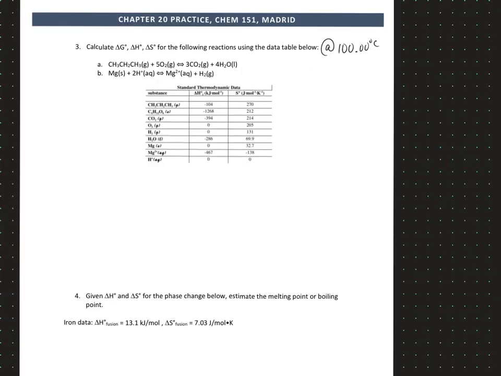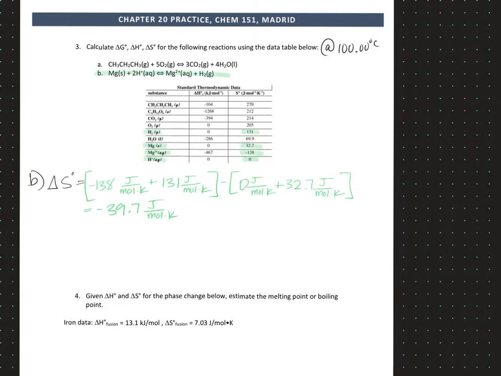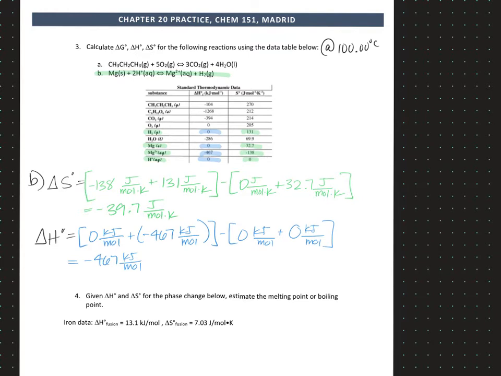All right, number 3 asks to calculate delta G naught, delta H naught, and delta S naught for the following reactions using the data table below. I will do part B and give you the answer, and then you can do A on your own and just check your answer. So at this time, go ahead and pause the video and then check back for the answer. For your delta S naught, you should have gotten negative 39.7 joules per mole times Kelvin. Your delta H naught value should be negative 467 kilojoules per mole.